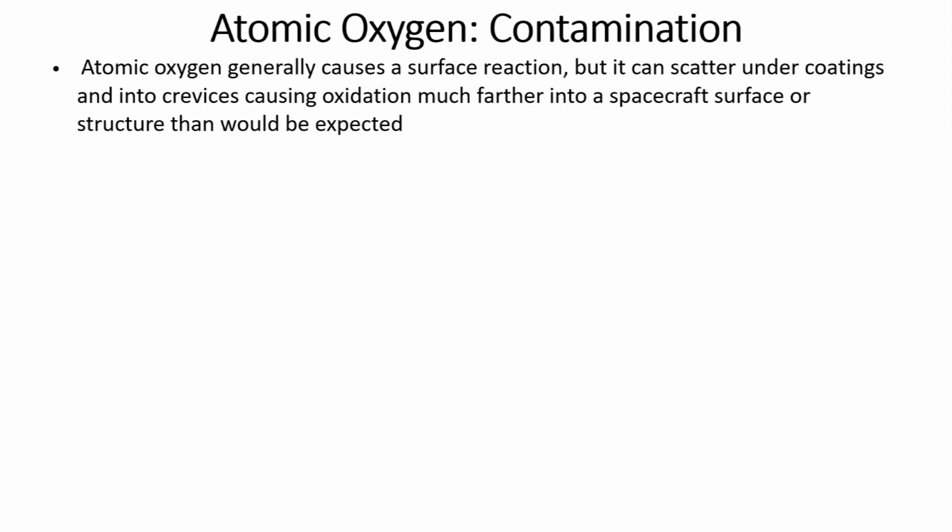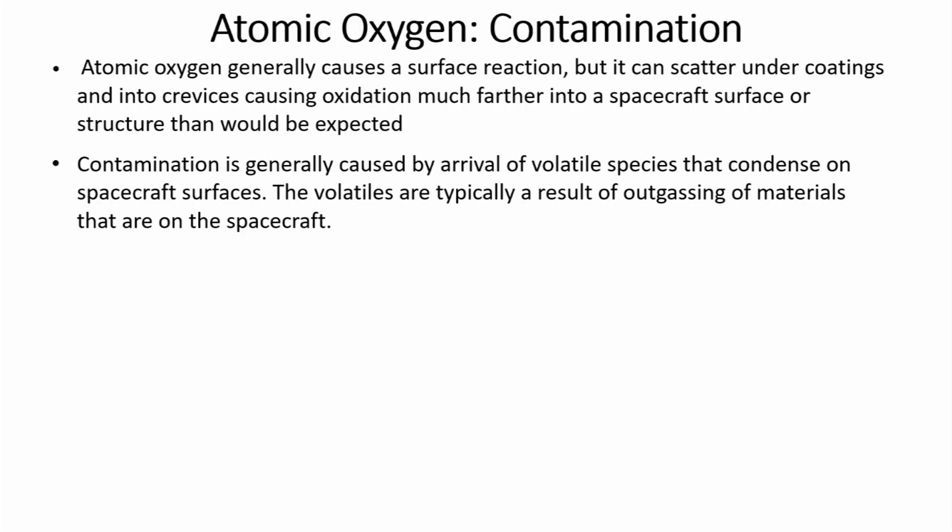Again, atomic oxygen generally causes surface reaction, but it can scatter under coatings as well as into crevices. Crevices means maybe some defects or some undulation. This causes oxidation much further into the spacecraft surface. Because of those crevices or undercoatings, the oxygen can go much deeper inside the surface and the structure, which would not be affected if those things were not there.